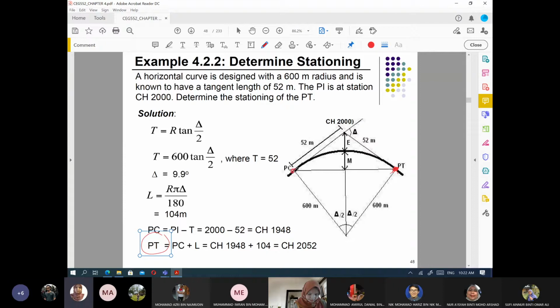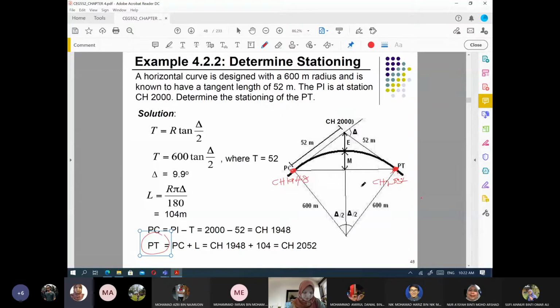Starting daripada PC, kedudukan dia adalah di CH1948. 1948, sorry because this time I use the PDF, and at the end they want you to calculate what is the location for PT, the stationing for the PT. So at the end you get your PT is at chainage 2052. So this is all you do the calculation.